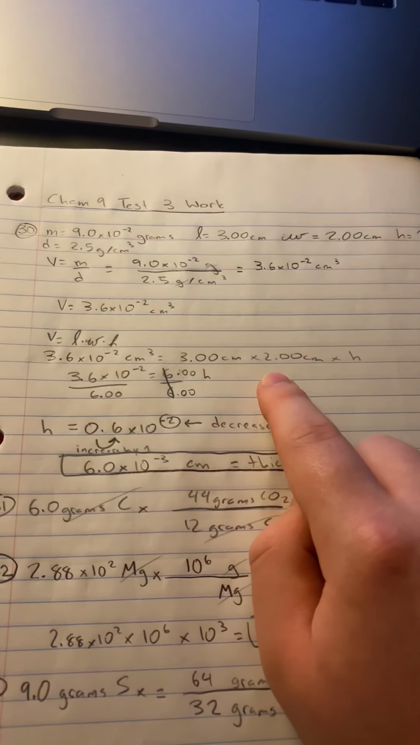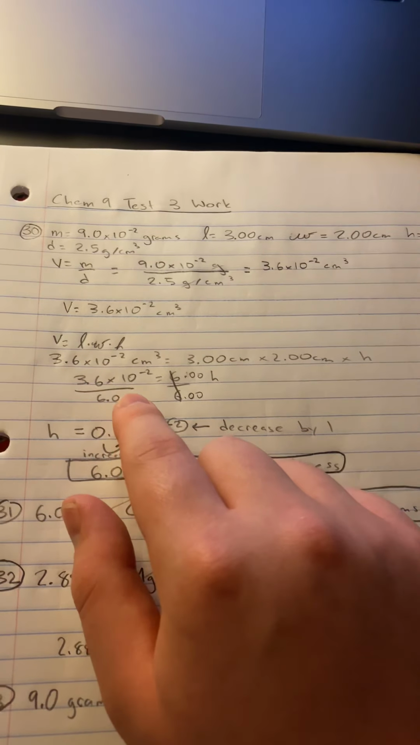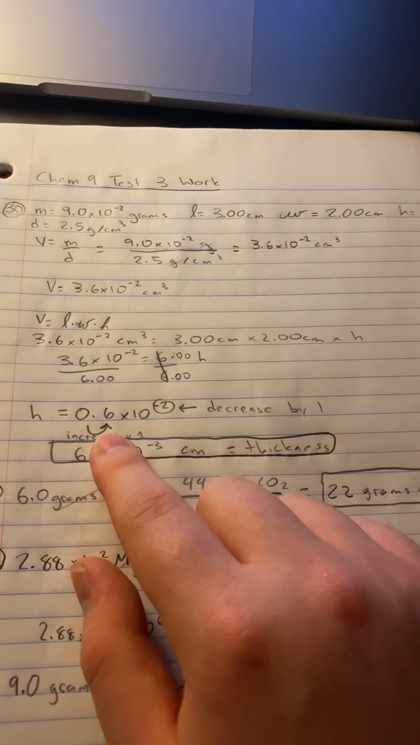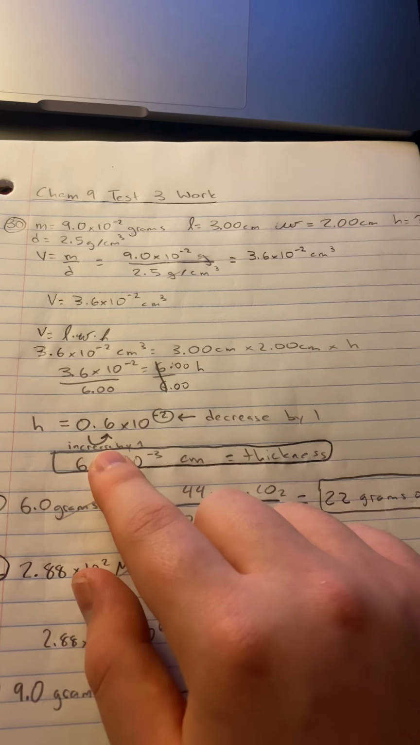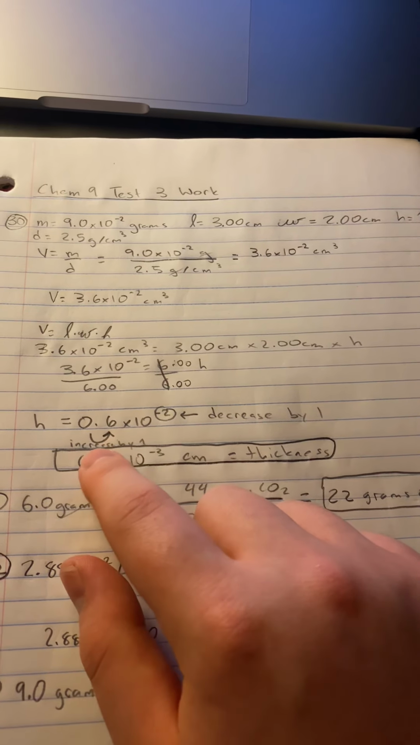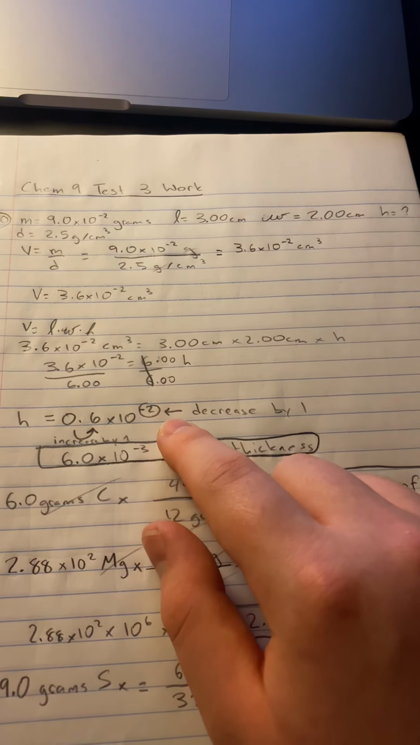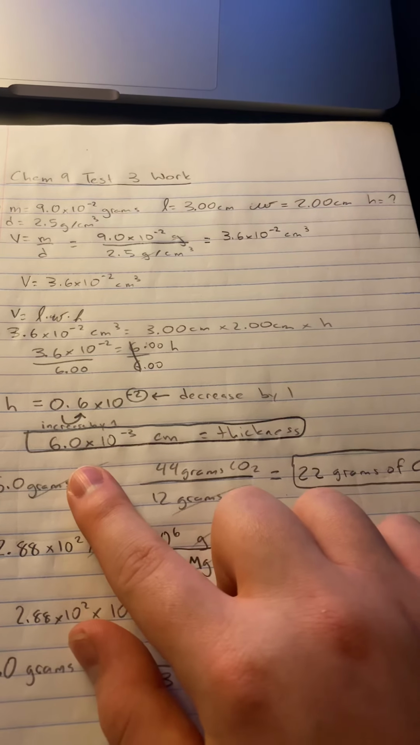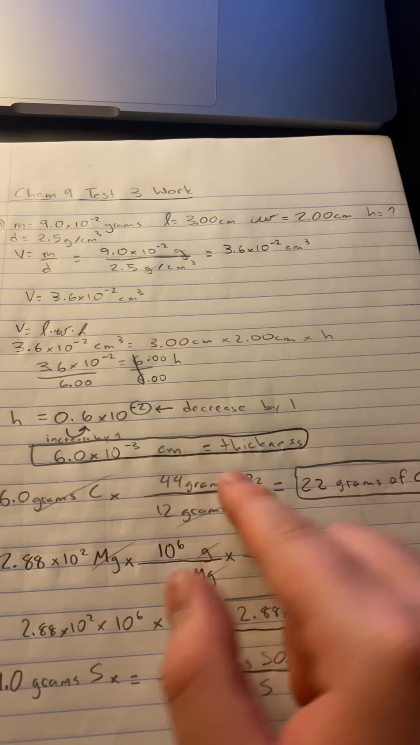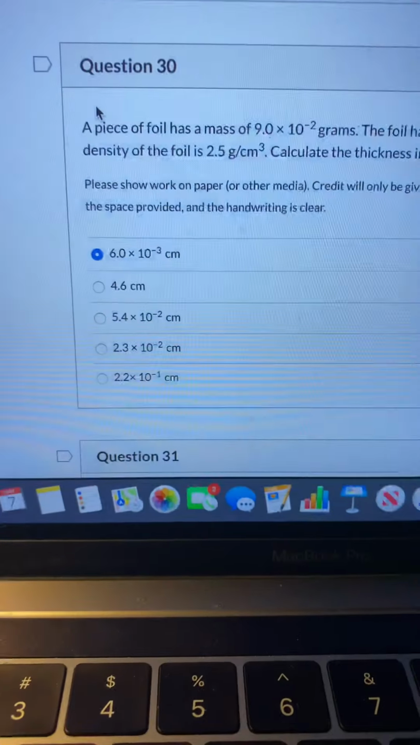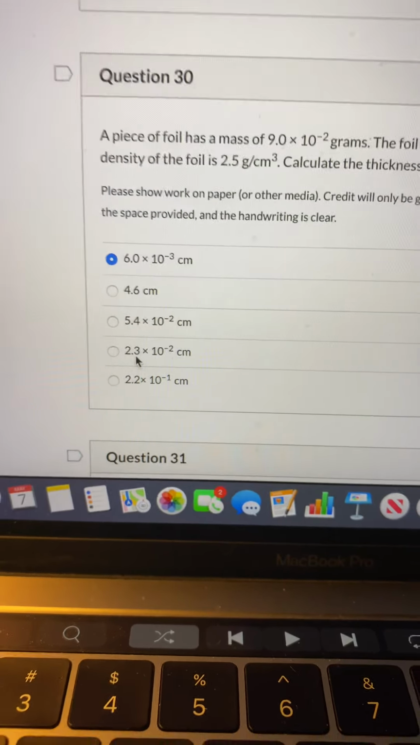So doing that, 3 times 2 multiplies together to 6, so divide 3.6 times 10 to the negative 2 by 6. You end up getting 0.6 times 10 to the negative 2. But that's not in scientific notation, so move the decimal to the right, which increases the number by 1, so we have to decrease the exponent by 1. So we end up getting 6.0 times 10 to the negative 3 centimeters. And that's our thickness or height. So that's the correct answer right there. All these four are the wrong values.